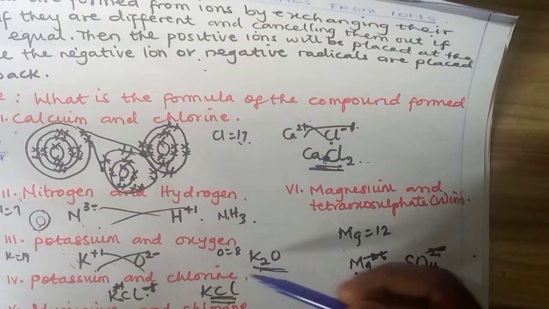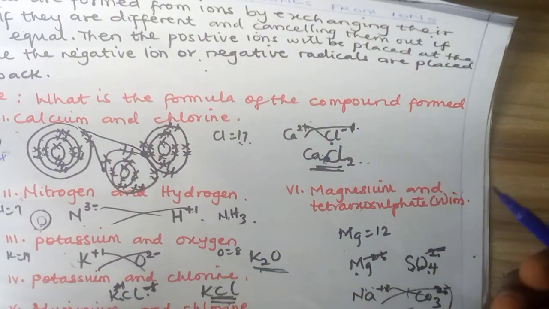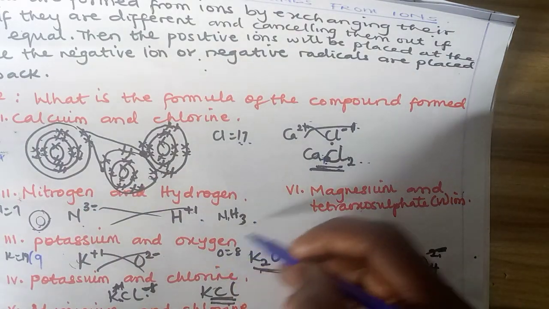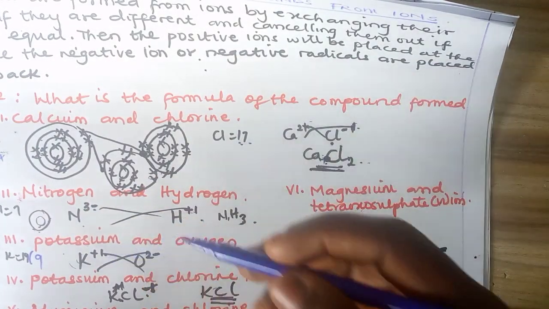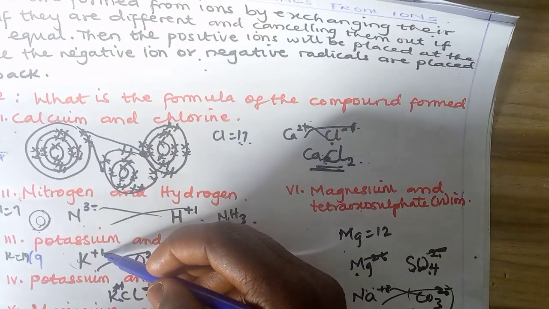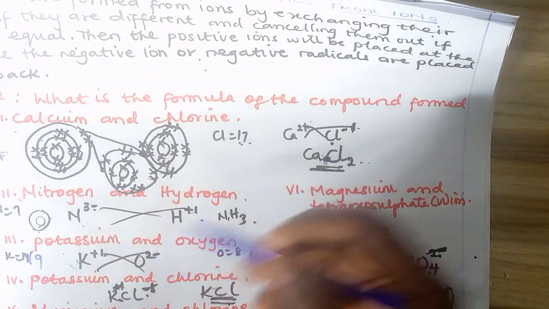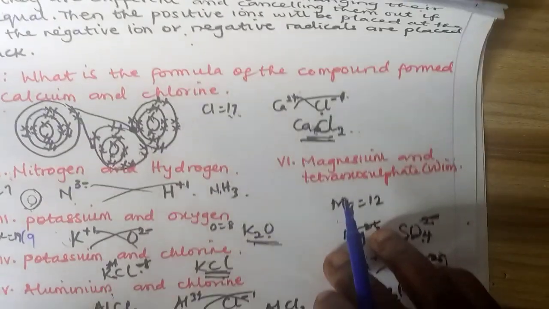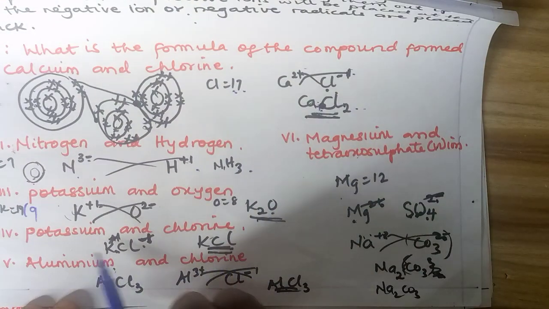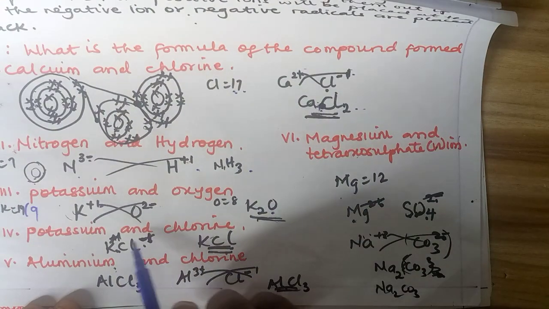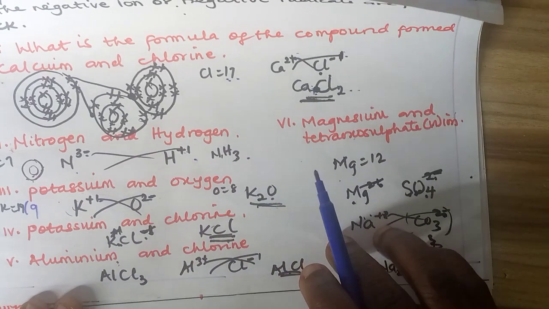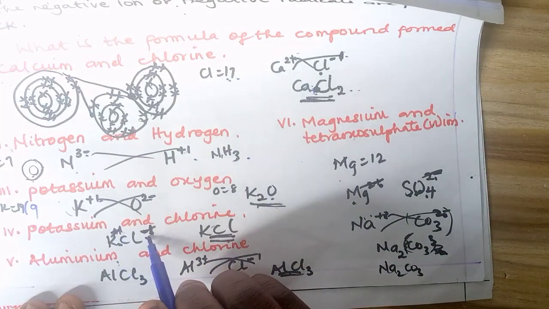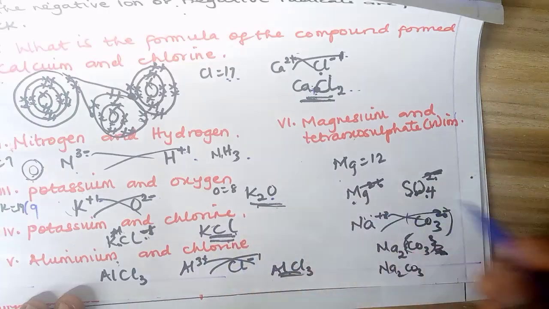Other examples are between potassium and oxygen. Potassium is 19 and oxygen is 8. When this is arranged, potassium, 2, 8, 8, 1, gives out 1. Oxygen is in need of 2. They exchange their valencies, and then we have potassium oxide. Another is potassium chloride, between potassium and chlorine. Chlorine is in need of 1, potassium is giving out 1. So in this case, they cancel out because they are the same. This is +1 and this is -1, which you cancel out to give a neutral compound.